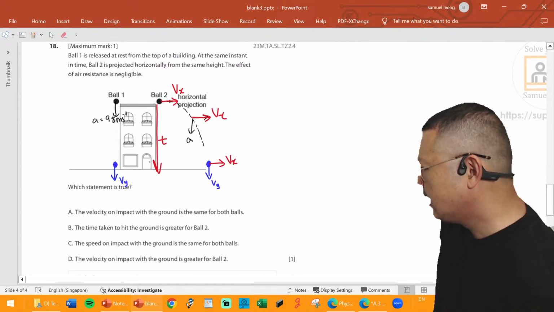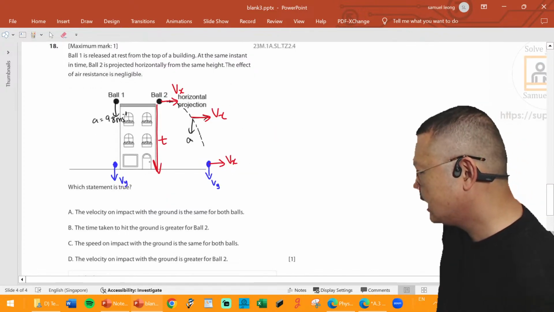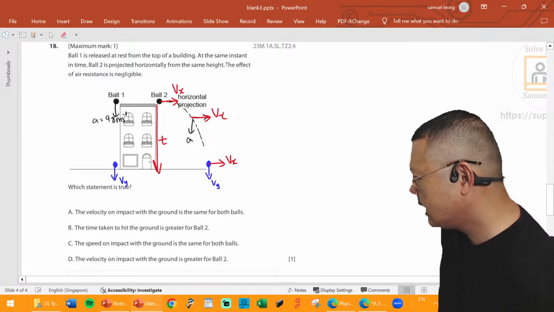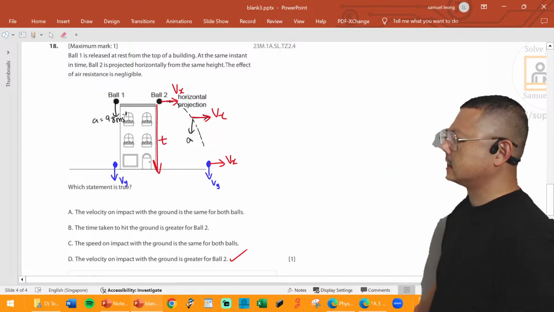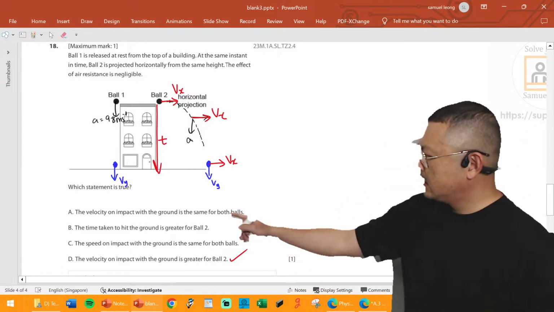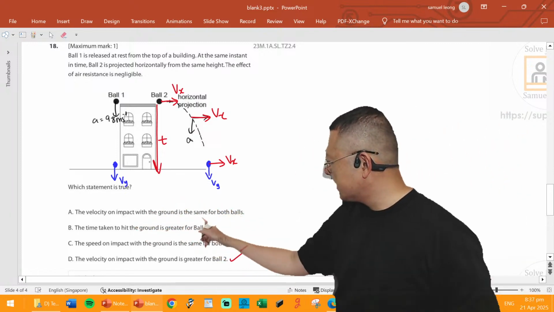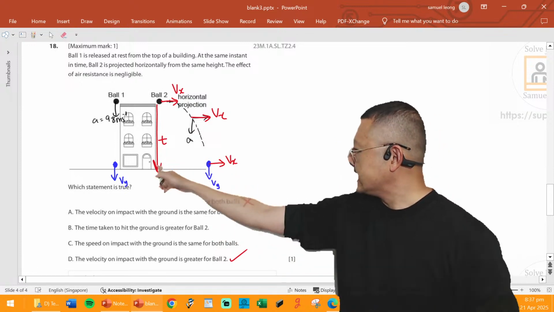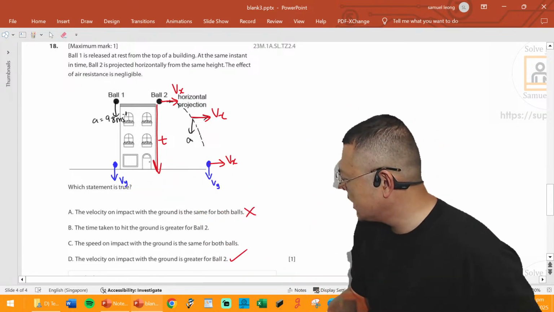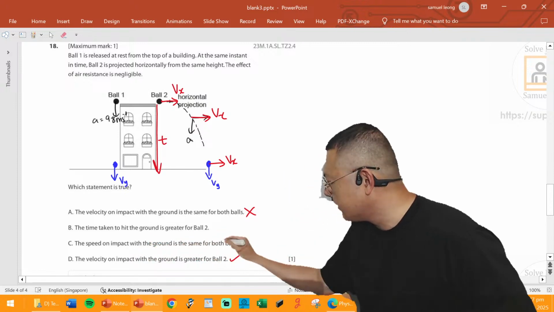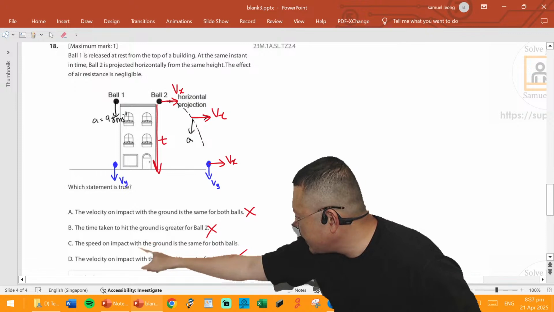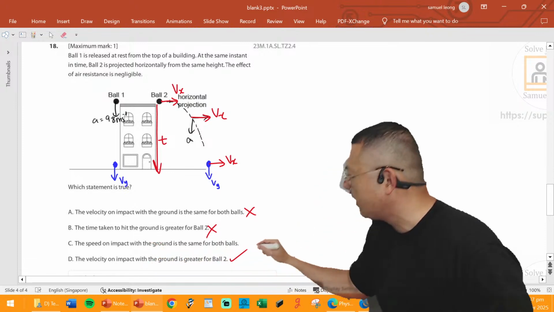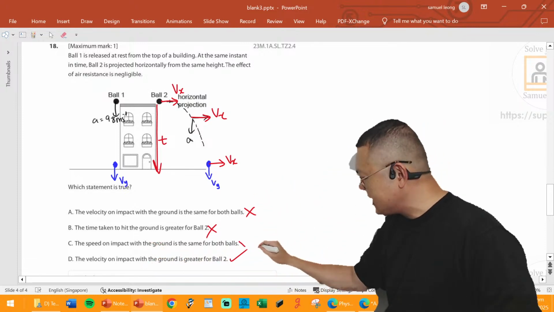Okay, let's see these answers. Velocity of impact with the ground is the same for both balls. That's wrong because I just said it's a different velocity. Time taken to hit the ground is greater for ball 2. Nope, it's the same time. Speed of impact with the ground is the same for both balls. If A is wrong, then B and C are wrong as well.